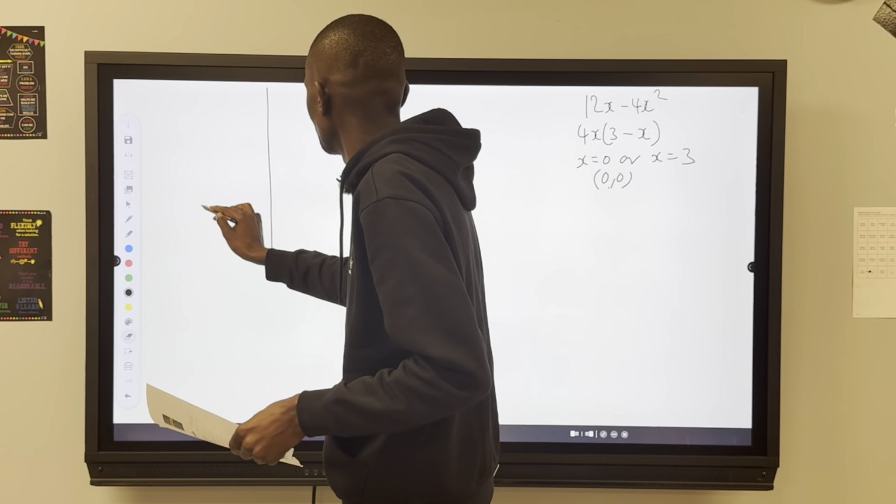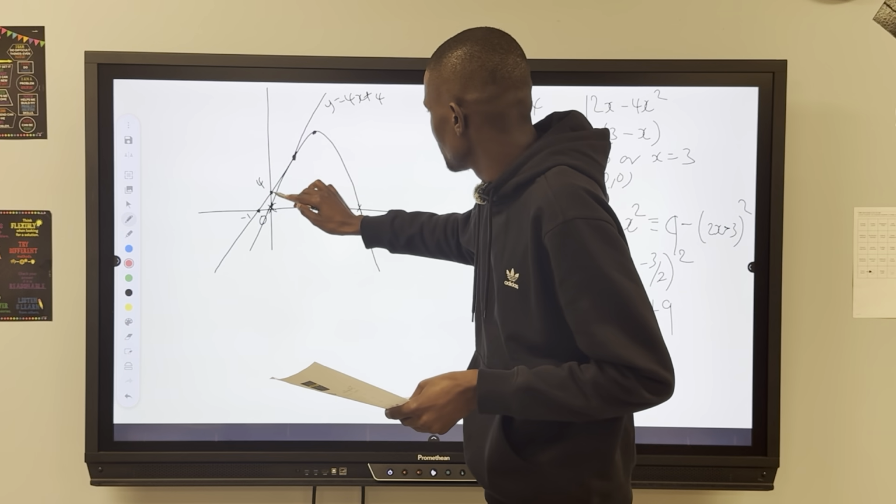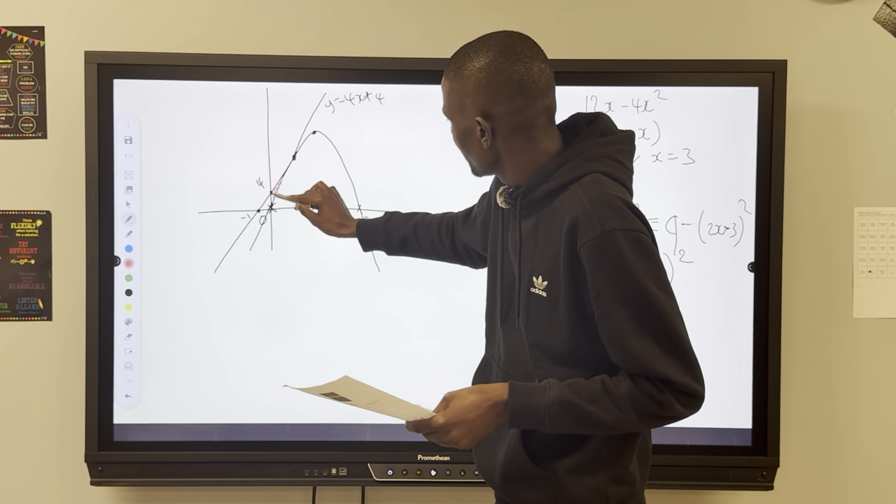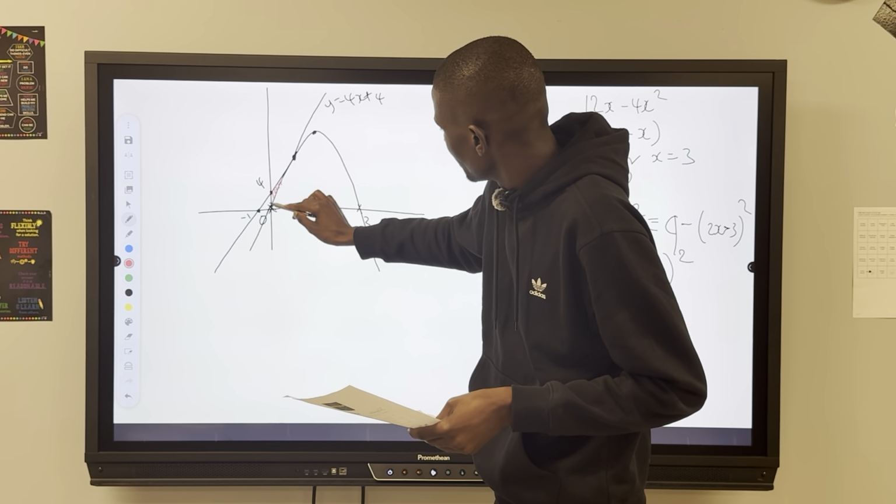So a finite region R is bounded by the y-axis, the tangent calculated in 2, and the curve, illustrated by shading the region R on a sketch. So this is the region that we want here, which is bounded by the y-axis here, the tangent, and the curve, right? So that is the particular region we are looking for.